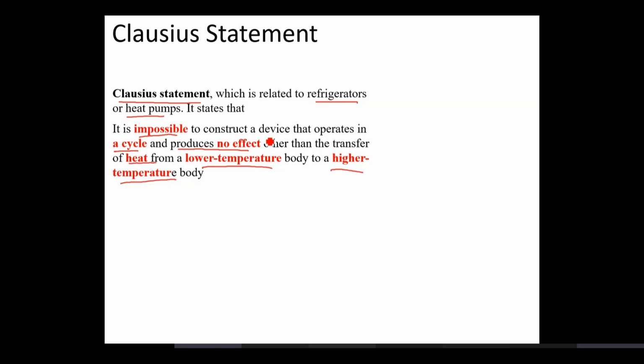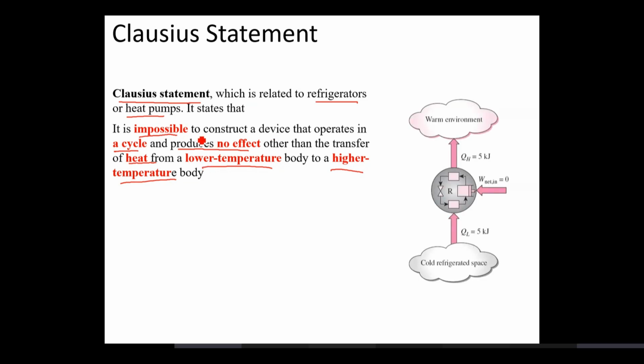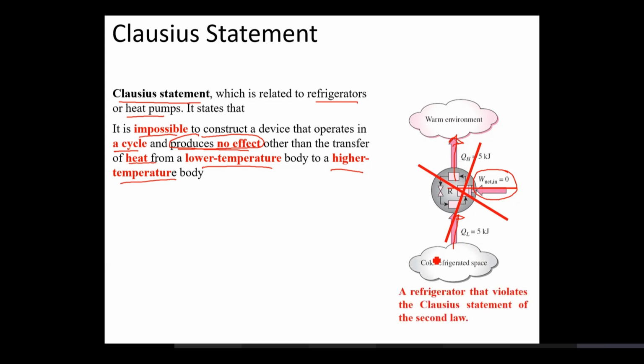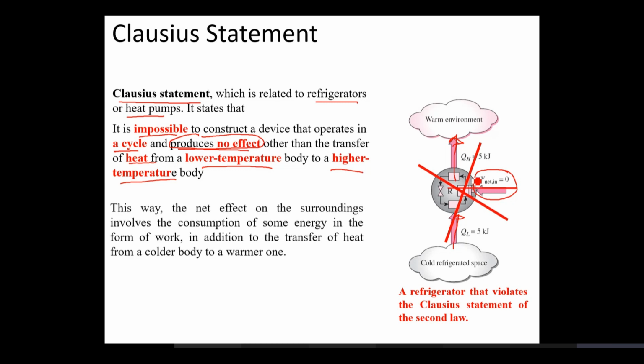Sir, if it is possible, it means that the efficiency is 100%, which is not possible. Essentially, it is saying that the device has no effect. Now, without having the work net into the system, being able to transfer heat from low temperature to high temperature is essentially not correct. So a refrigerator that violates the Clausius statement of the second law is a refrigerator where you have no effect being produced. That means there is no work input to the system.